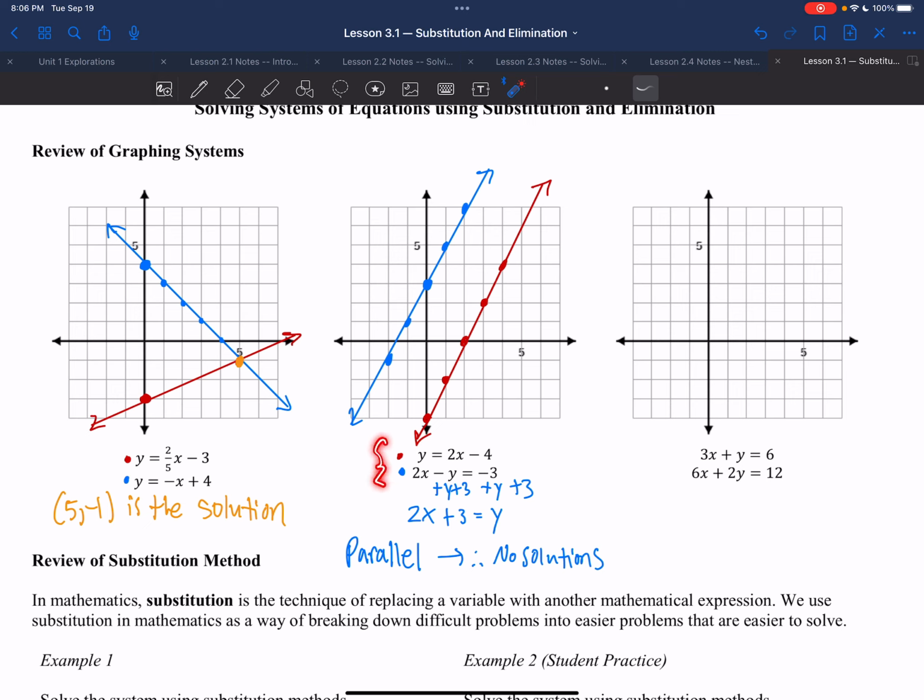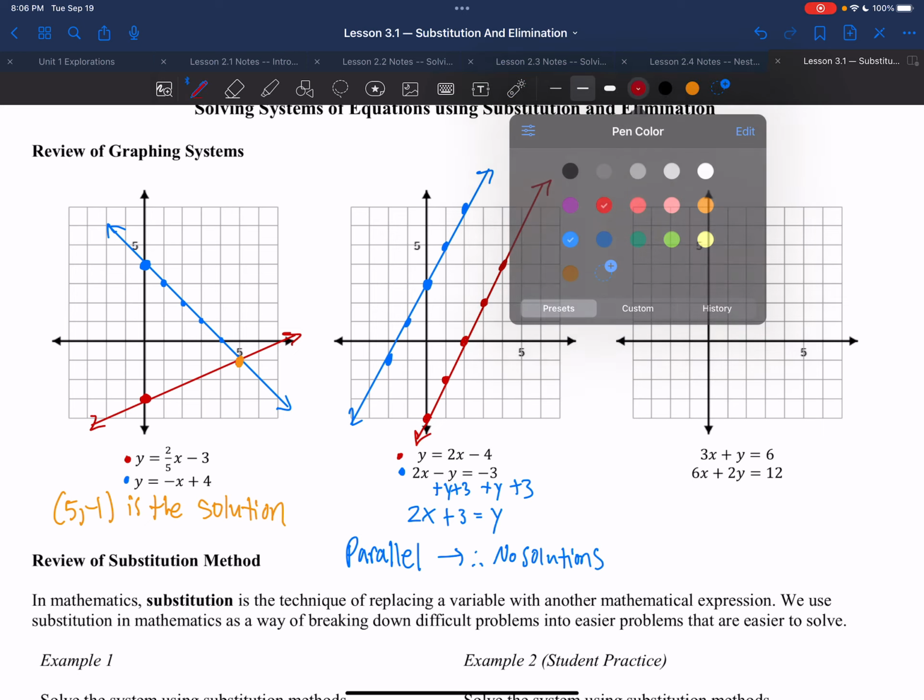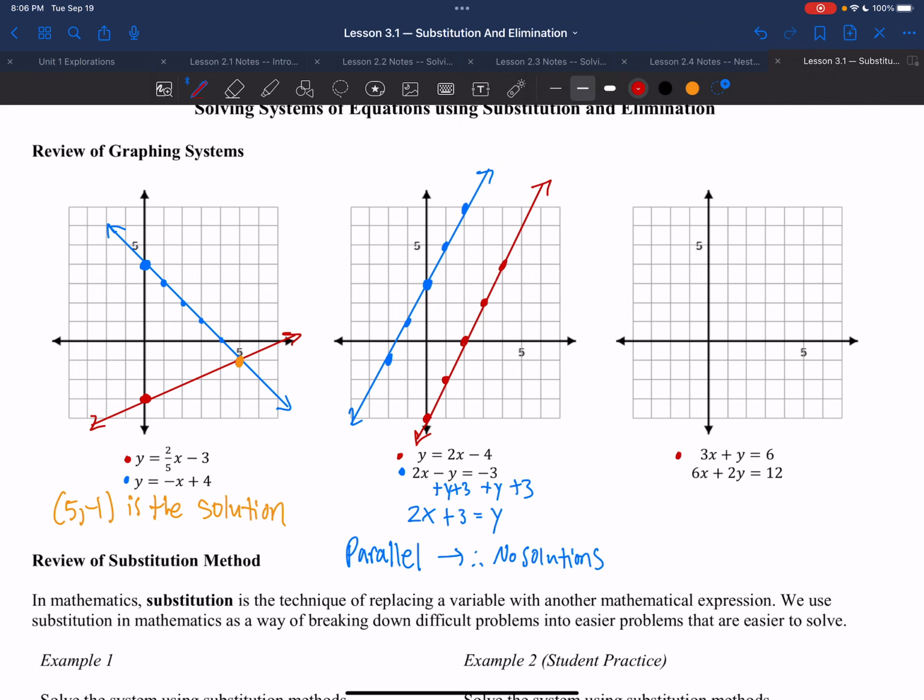Sometimes they call these simultaneous equations. So systems of equations or simultaneous equations. I think they call that a lot like Europe and stuff. I'm not sure. I didn't grow up in Europe, but I think that's what I've heard.